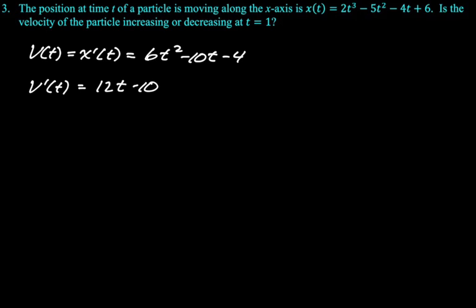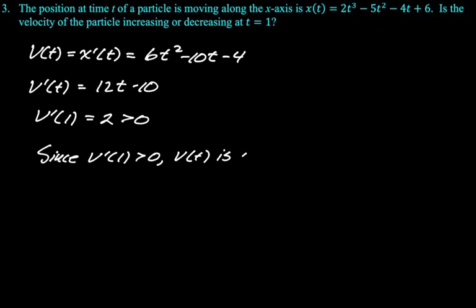And then I need to know what v prime of 1 is. So v prime of 1 is going to be 12 minus 10, which is 2. 2 is greater than 0. So we can say since v prime of 1 is greater than 0, v of t is increasing at t equals 1. I didn't actually figure out if the speed was increasing or decreasing, because it's not the question. I would need to know velocity and acceleration for that, but it wasn't the question. This was strictly, is the velocity increasing? And because the derivative of velocity at that point is positive, the velocity is increasing.